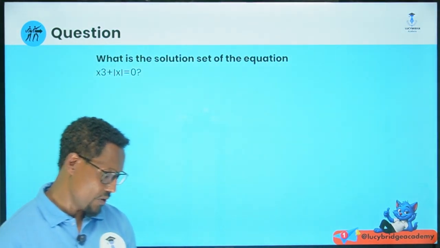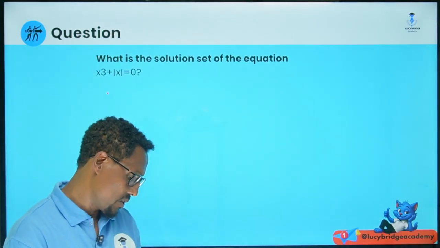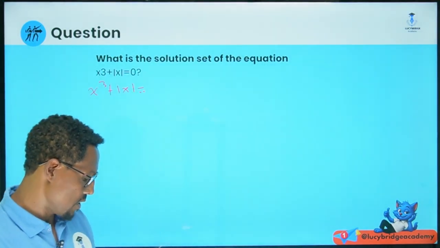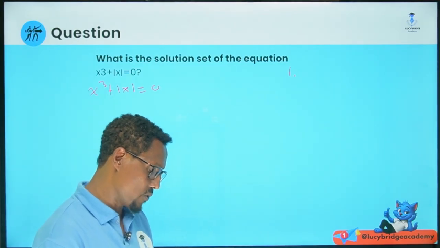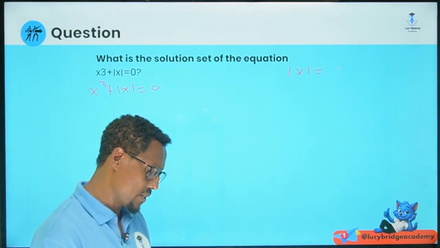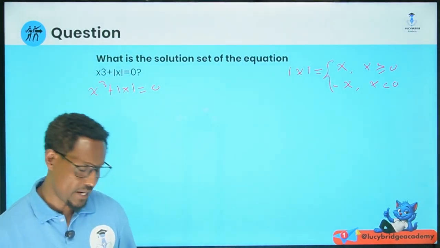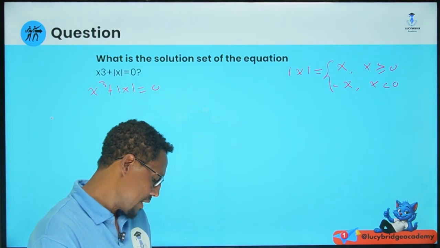What is the solution set of the equation x cubed plus the absolute value of x is equal to 0? Okay, look at this one. We define that the absolute value of x is equal to x if x is greater than or equal to 0, minus x if x is less than 0. We must apply the definition here.